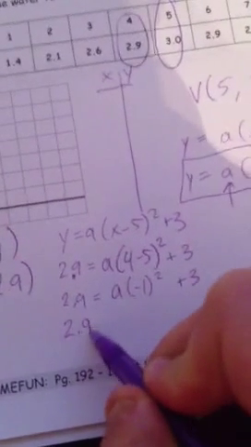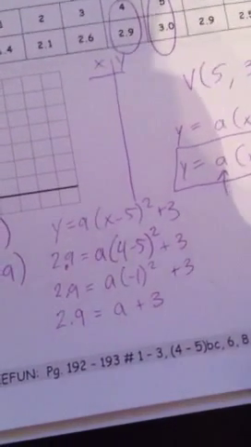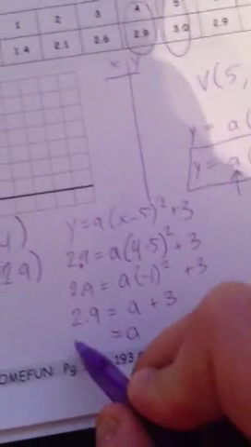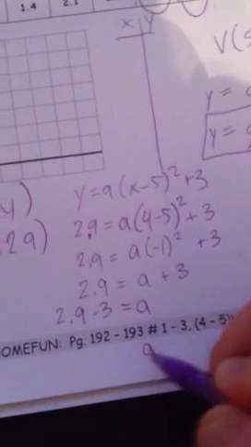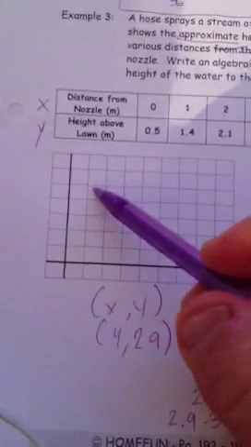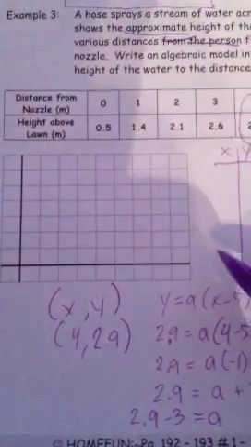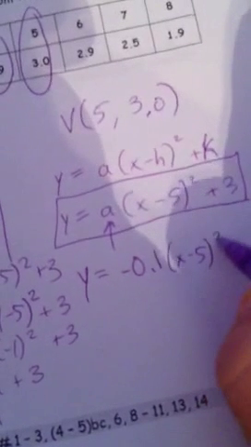Continuing this, this is 2.9 equals negative 1 squared is 1 times a is a, and then I'll have plus 3. Bringing the 3 to the other side, I'm going to get a is equal to 2.9 minus 3. So a is in fact negative 0.1, which makes sense because this is a parabola that opens down if you plotted these points. So I would actually like you to plot these points on here so you can kind of see what the parabola looks like. So my a value is negative 0.1. So now I can write my final answer as y equals negative 0.1 (x minus 5) all squared plus 3.